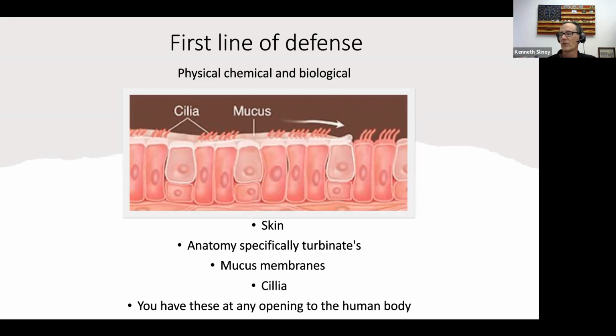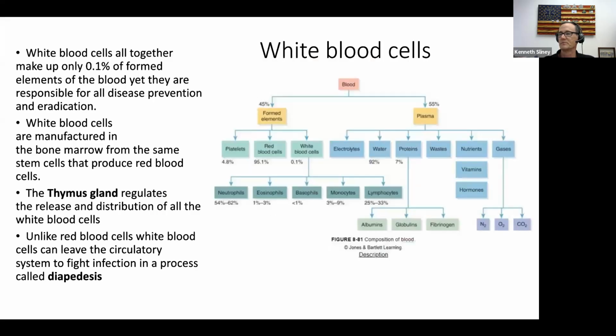You have the first line of defense at any opening in the body. That would mean eyes, nose, ears, your anus. The first line of defense is also through your entire digestive system. So anything that you eat could be chemically, biologically, or physically blocked from entering the bloodstream. That's the first line of defense.